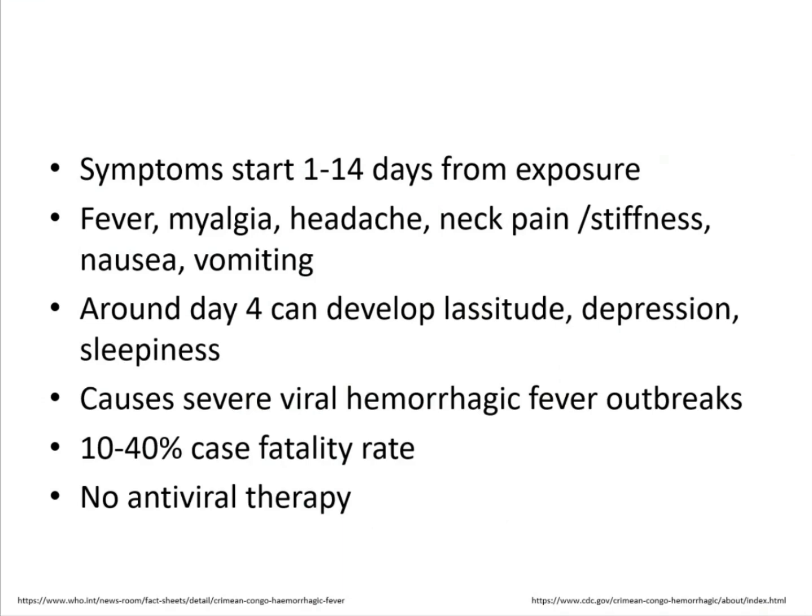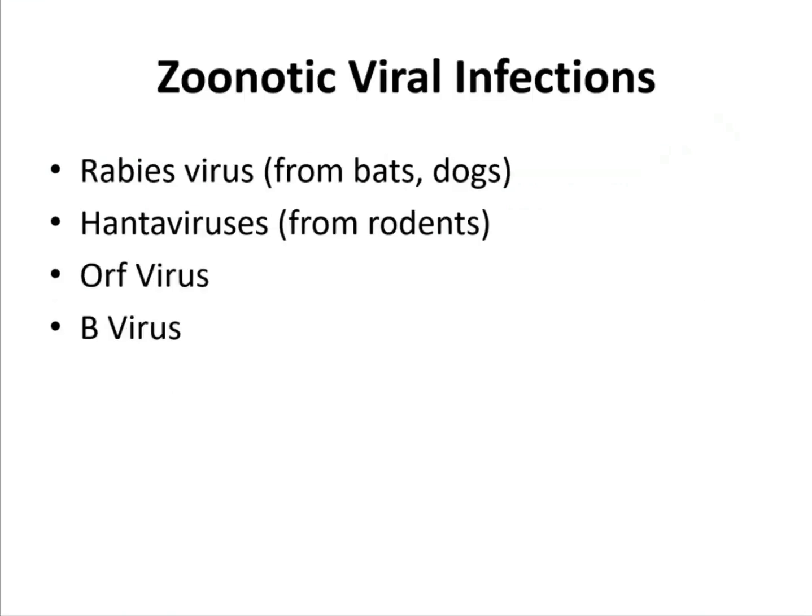Symptoms for this usually start within the first 2 weeks of exposure. Again, non-specific symptoms if you have any. Around day 4 of the clinical disease, you can have neurological manifestations like lassitude, depression, and sleepiness. Can cause severe viral hemorrhagic fever outbreaks. And if you get the severe form, it's a 10 to 40% fatality rate. There's no antiviral therapy for this.